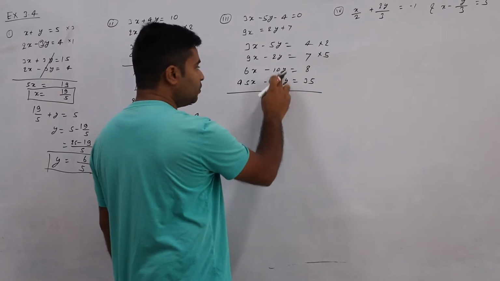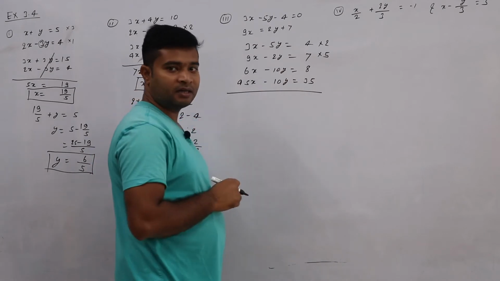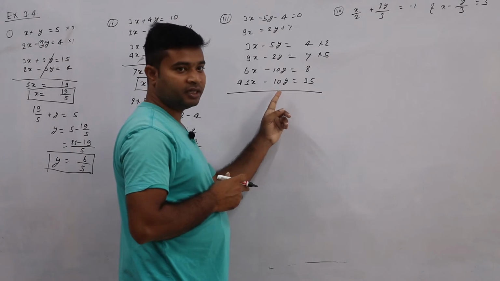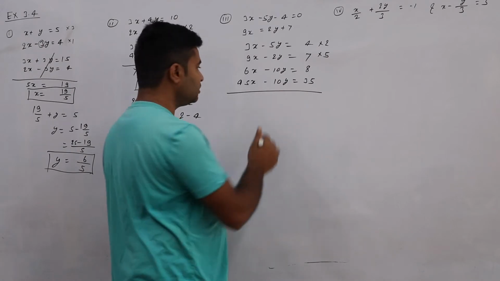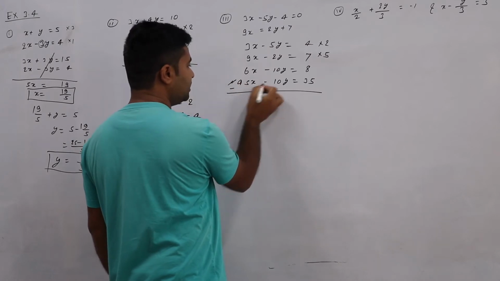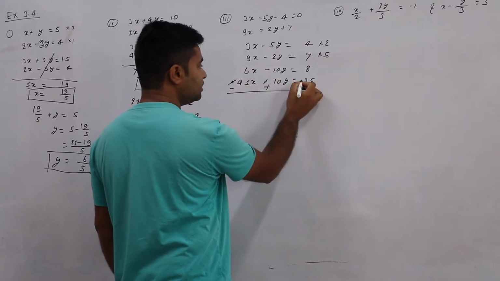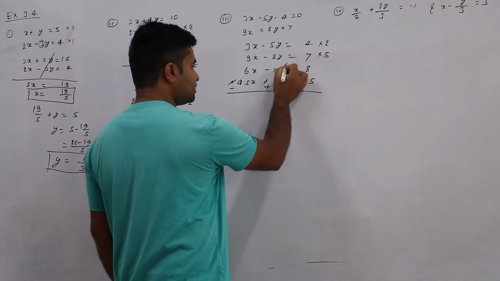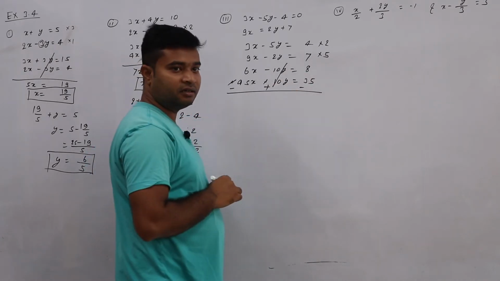Now see, both have the same sign only. We can't cancel. Minus 10 and minus 10 is minus 20. So we should change the sign here. So here it is plus, and I am converting it to minus. Now this sign cancels. This 10 and 10 cancel.